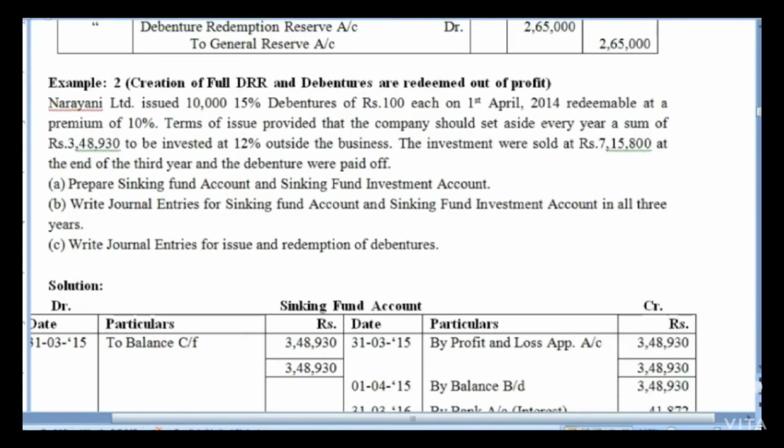Narayani Limited issued 10,000 15% debentures of rupees 100 each on 1st April 2014, redeemable at a premium of 10%. So debentures of 15%, 100 each, redeemable on 1st April 2014 at 10% premium.